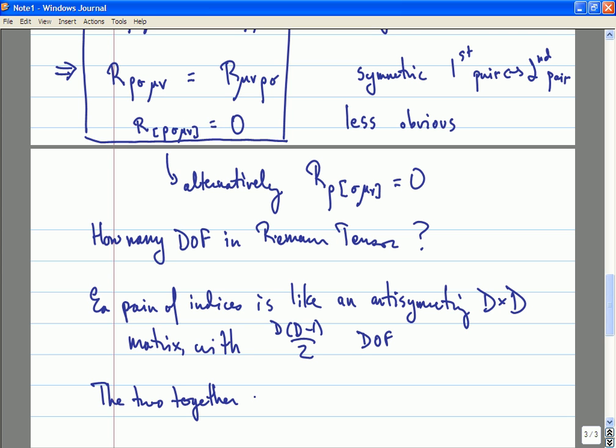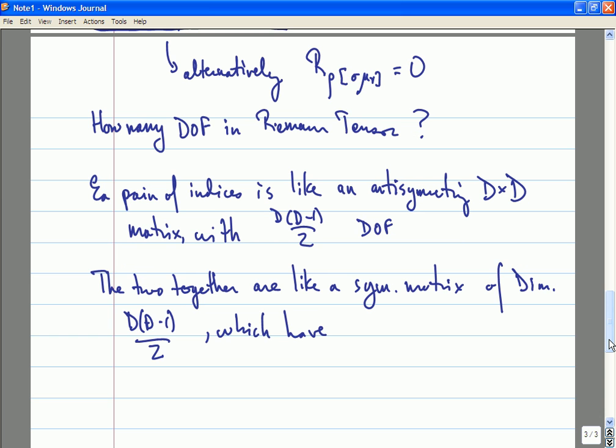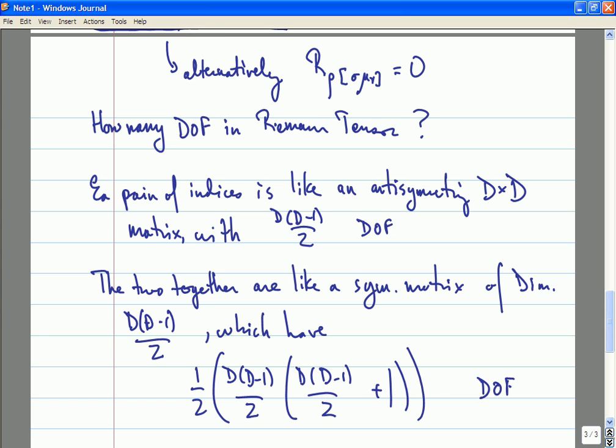which are like a symmetric matrix of dimension D times D minus 1 over 2, which will have, let's see, a symmetric matrix of dimension n has n times n plus 1 over 2 degrees of freedom. So it'll be D times D minus 1 over 2 times D times D minus 1 over 2 plus 1, all over 2. So it'll have that number of degrees of freedom.